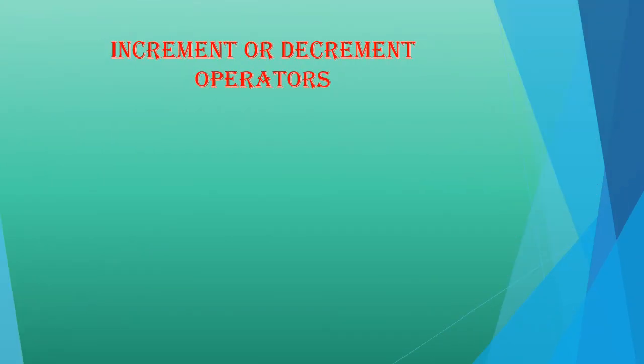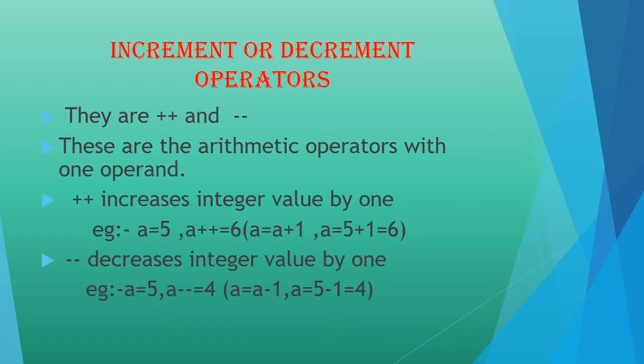Now we will discuss the increment and the decrement operators. What is an increment and what is a decrement? Increment, by the word, indicates increasing of the value, and decrement, by the word, indicates decreasing of the value. How much it is increasing or decreasing, that we will discuss. The increment operator is denoted by plus plus, and the decrement operator is denoted by minus minus.